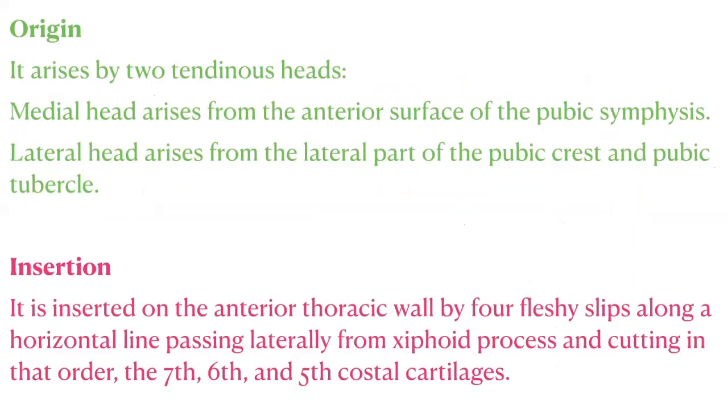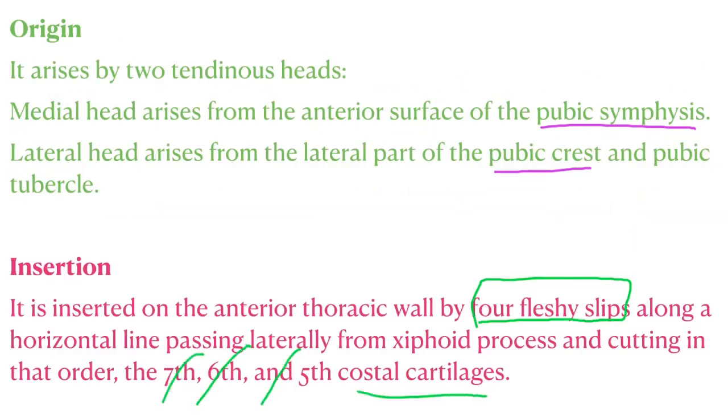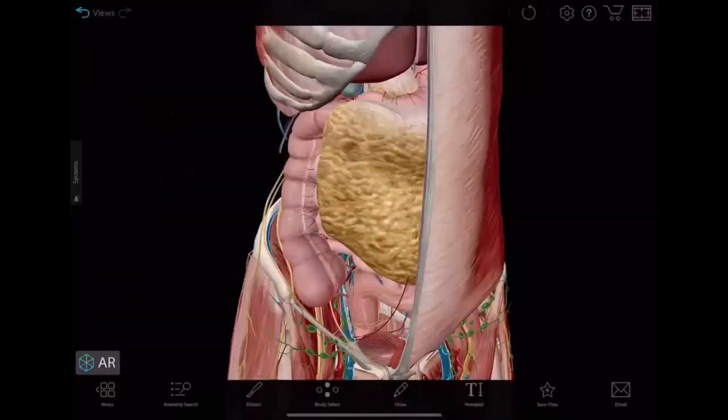Origin: it arises by two tendinous heads, right? The medial head arises from the anterior surface of the pubic symphysis. The lateral head arises from the lateral part of the pubic crest and pubic tubercle. It is inserted into the anterior thoracic wall by four fleshy slips along a horizontal line, passing laterally from the xiphoid process and cutting the 7th, 6th, 5th costal cartilages, right? We'll see that in the atlas, right?